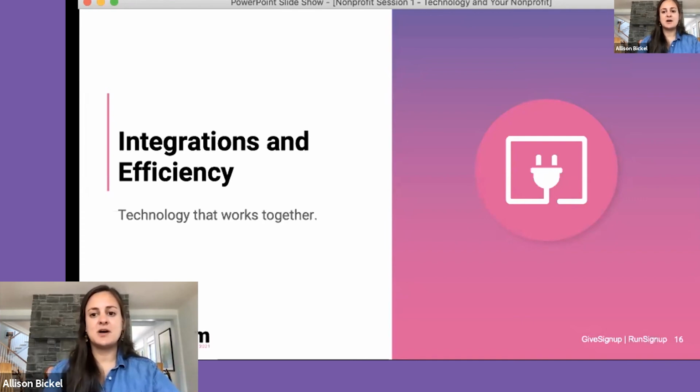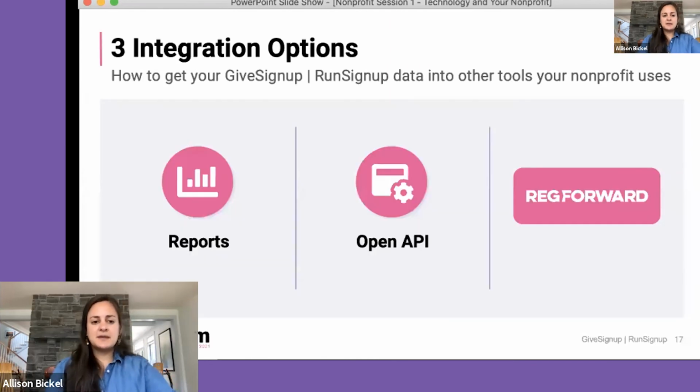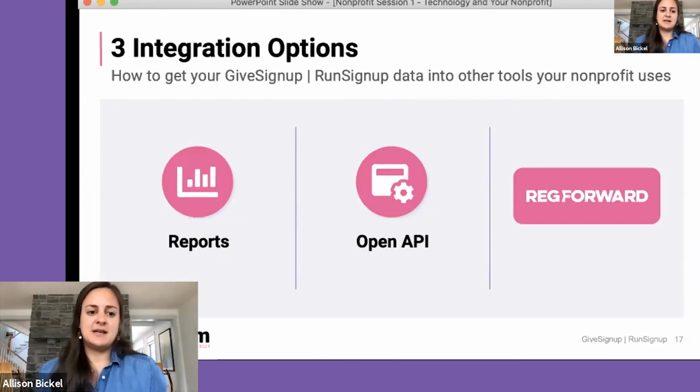It's having all that data talk to each other and exist and live in the one place that your nonprofit is using to automate your communications and drip campaigns and calls with your supporters. So with GiveSignup, RunSignup, you have 3 different integration options.